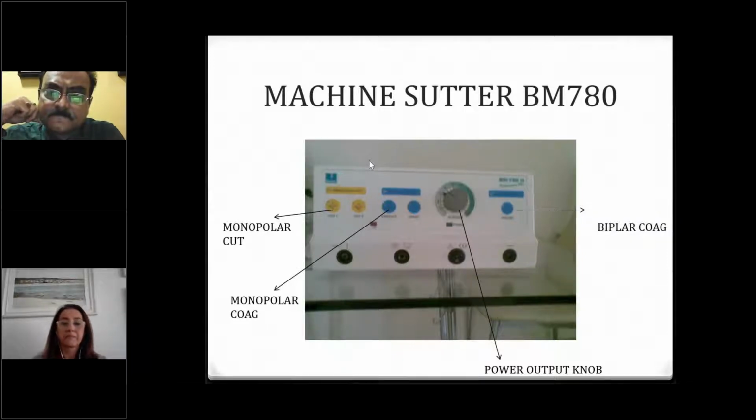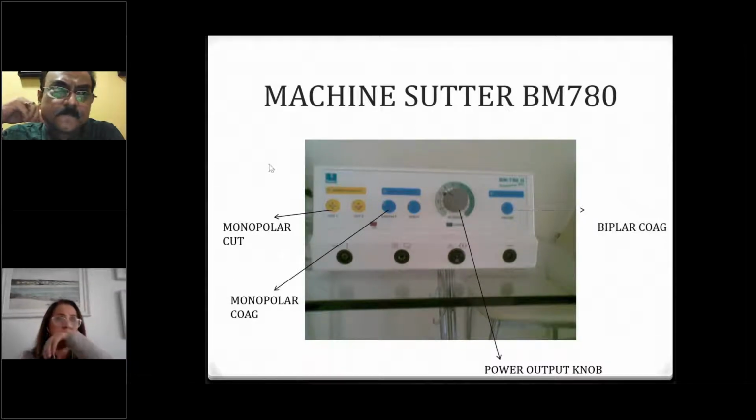So that's the machine which we use, the Sutter BM780. You use it in the cutting mode, the coagulating mode, and the bipolar coagulating mode. In radio frequency ablation procedures, mostly the bipolar coagulation mode is used. For that, the concerned probe, the electrode, and the concerned wire need to be attached to this particular socket, wherein it goes through the wire to the electrode, and that electrode goes into the mucosa or the tissue of the patient.